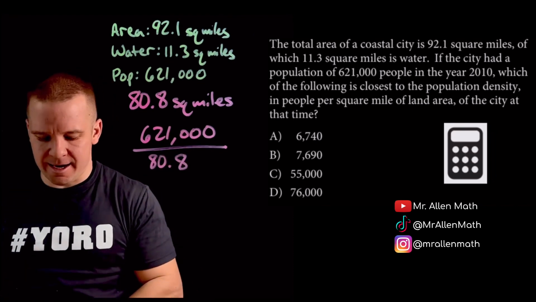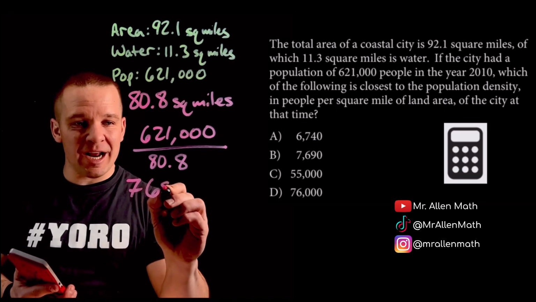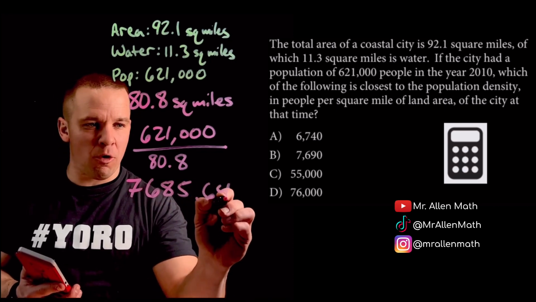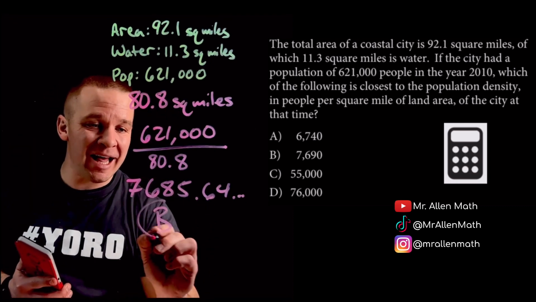So let's pop it in the TI. And we get 7,685.64 and change for our answer. So we're going to have choice B once it's rounded there. That's bussin'.